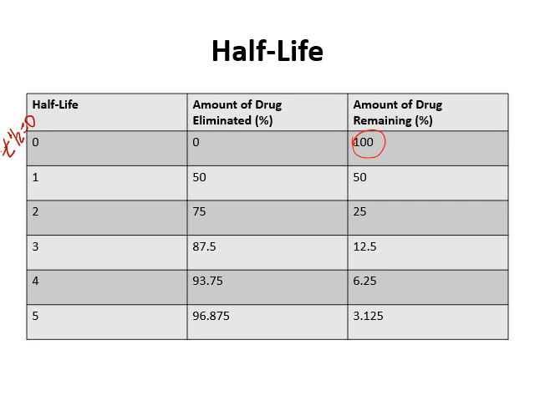It takes 4 to 5 half-lives for a drug to be eliminated from the body. Okay, that is the take-home message from this chart. 4 to 5 half-lives for a drug to be fully eliminated.